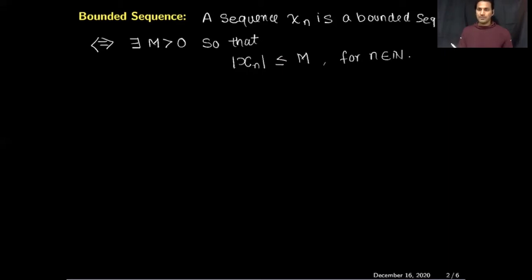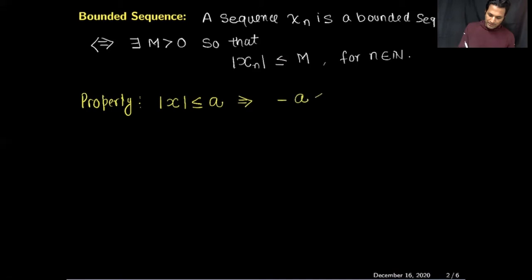Let me first give you a recall of a very important property of the absolute value function. The absolute value of a real number x, if it is less than or equal to another real number a, this implies that the real number x is between minus a and a. So this is an important property which we will use a lot in this course.